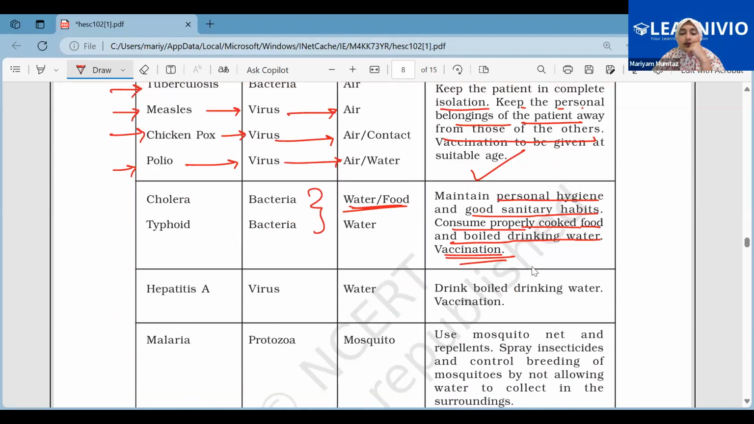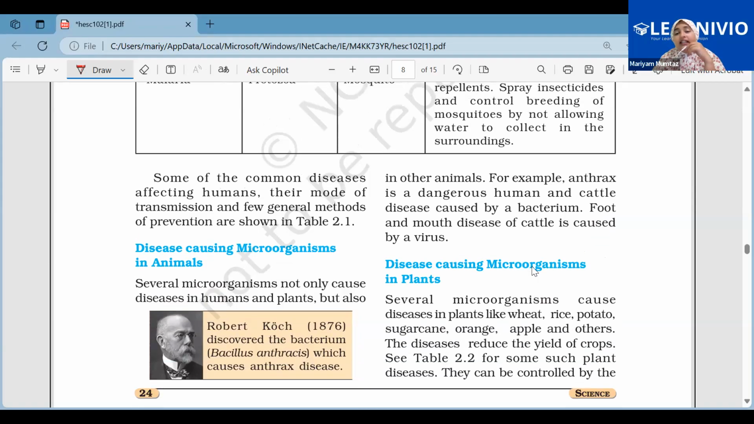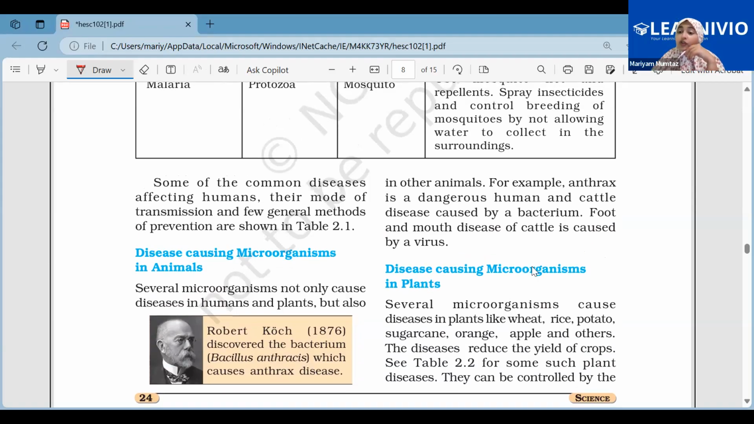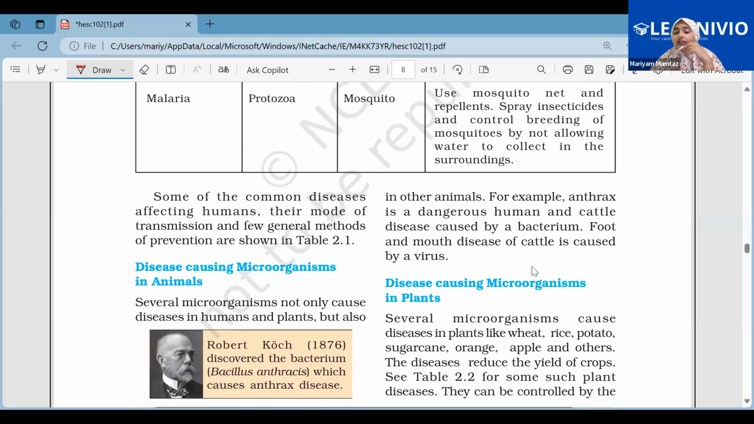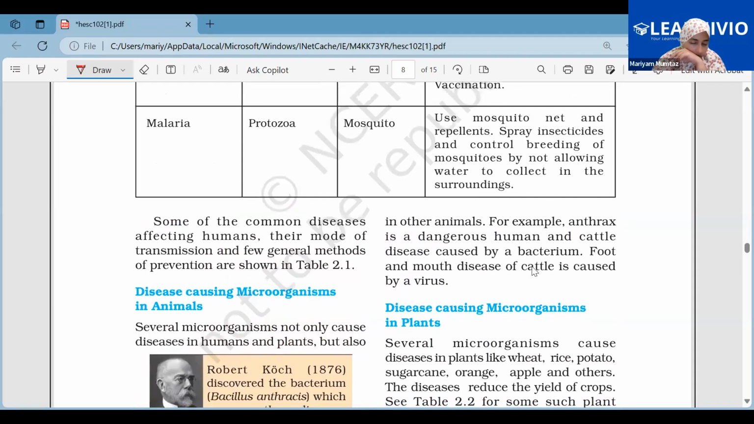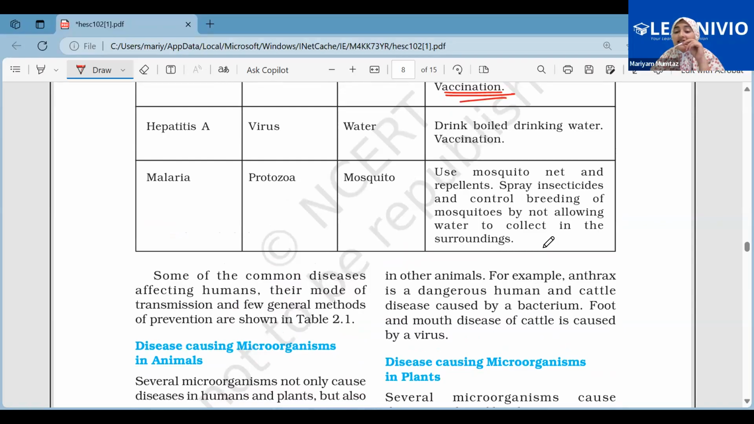All right. So, moving forward, disease causing microorganisms in animals. Apart from humans and plants, microbes also cause diseases in other animals like cattle, cows, pigs, buffaloes, and so on. For example, anthrax is a dangerous human and cattle disease which is caused by a bacterium. It's a very deadly disease.